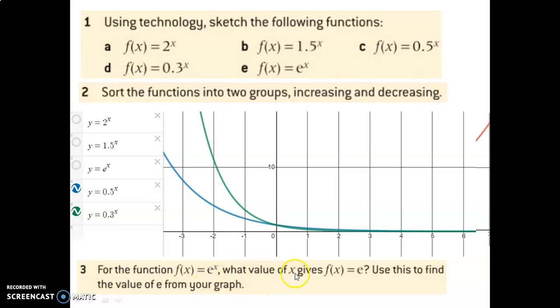All right, now for the function f of x equals e to the x, we're going to figure out what e is. What value of x gives f of x equals e? So what value of x would you plug in here to get a result of just e?